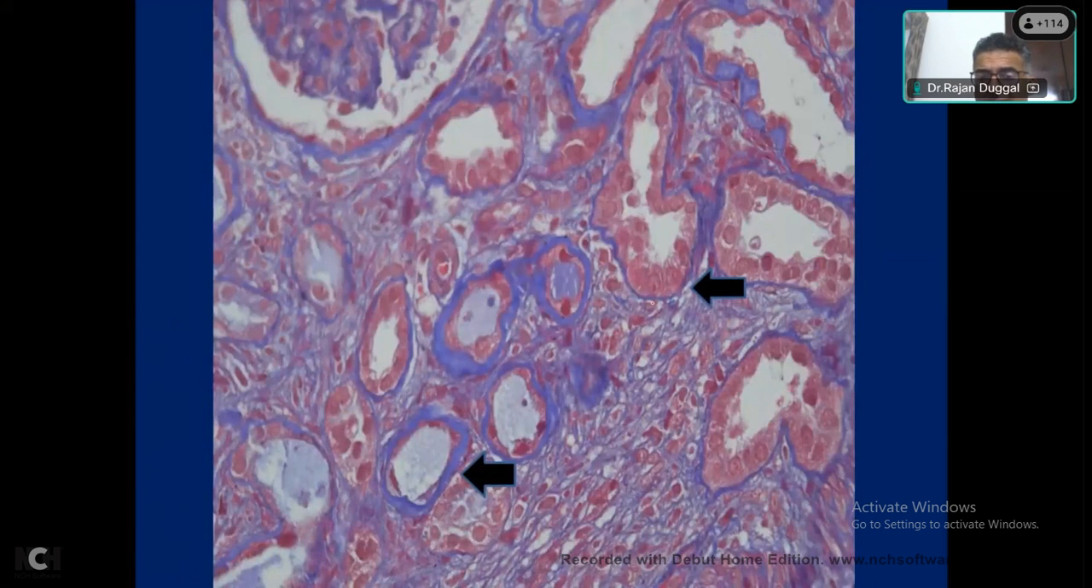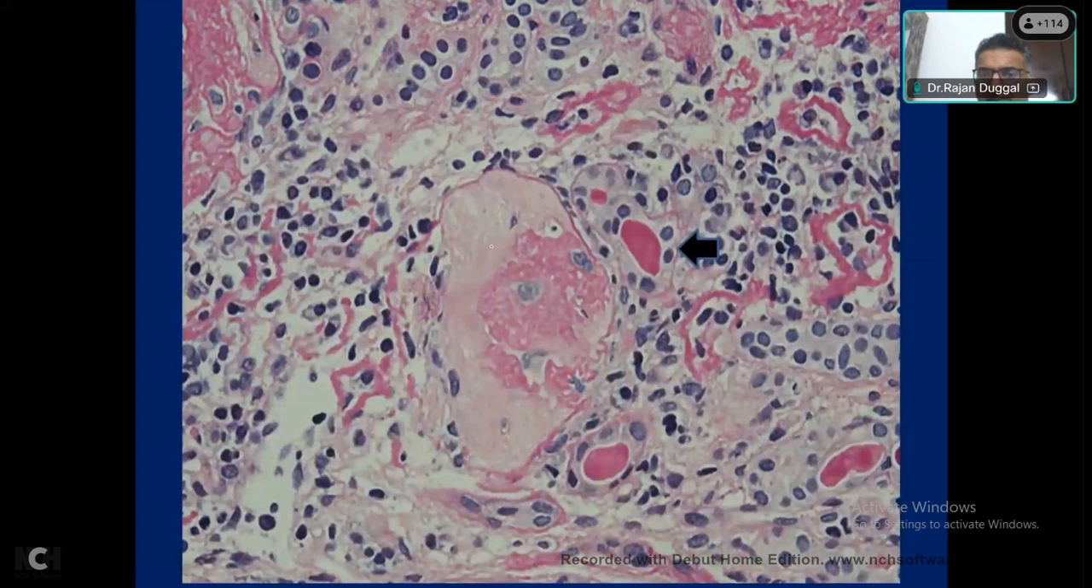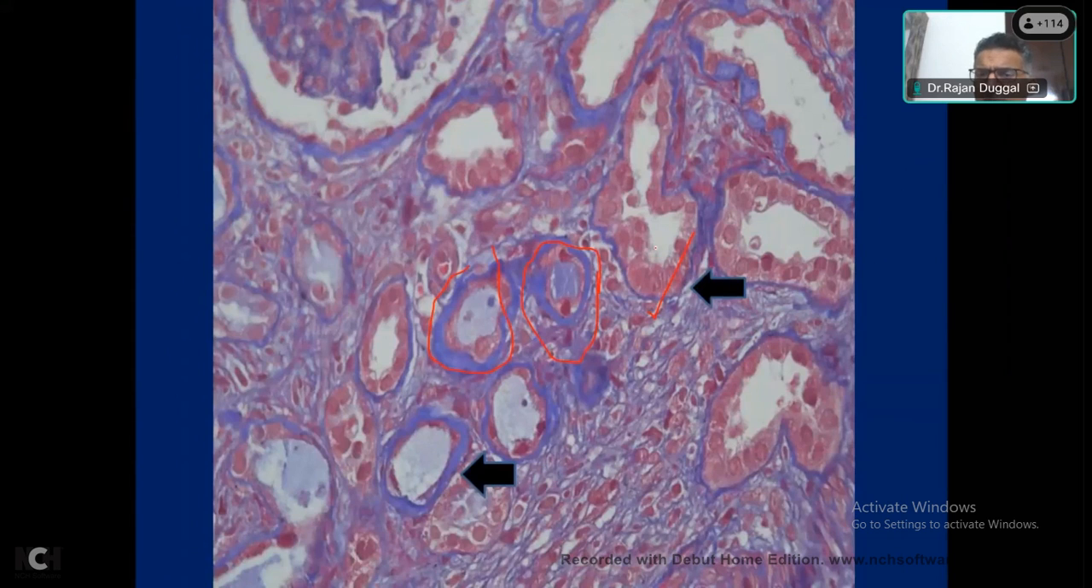A higher magnification of the same. You just compare this tubular basement membrane with this tubular basement membrane, and you can see this is like a normal looking tubular basement membrane, and this is like a very thick looking tubular basement membrane. Just compare this also. Okay. So all these findings suggest chronic changes, and even in the glomerular compartment, you will see a lot of fibrosis. So there is glomerular sclerosis, which is occurring.